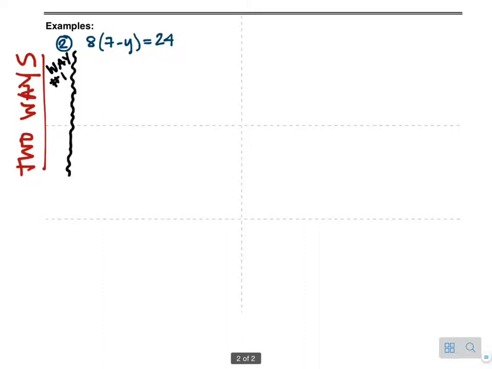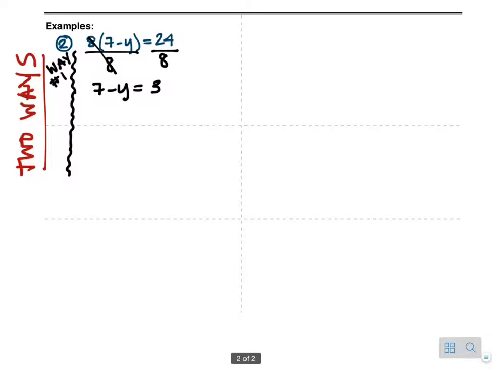This is the faster of the 2, and I can recognize that this is something I can use because I only have a y term, my variable term, inside the parentheses. And that's how I can recognize that I can choose either way to solve this. We're going to start by dividing by that outside term just to get rid of it, so I'm left with 7 minus y on the left-hand side. So if I divide by 8 on both sides, I find that I have 7 minus y is equal to 3, a positive 3.